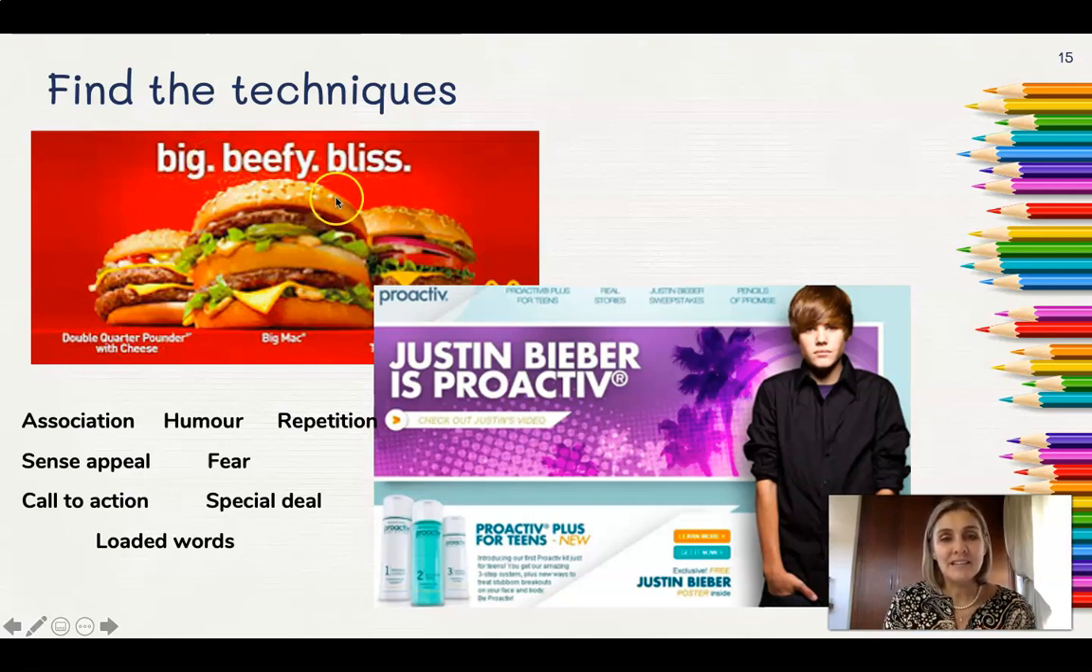Also your senses, seeing those big burgers, just makes you want to go and get one, especially if you like McDonald's. If you don't, then perhaps it doesn't appeal to your senses.